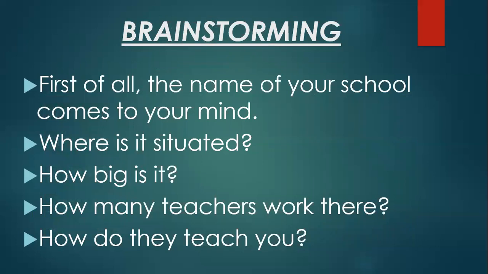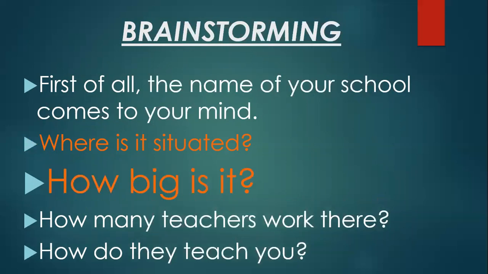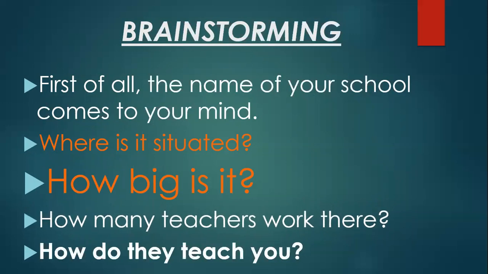Now, how am I going to turn these ideas into sentences in my paragraph? First of all, when you think of my school, the name of your school comes to your mind. Then you think of where it is situated, where it is located, which area, which city, which town. Then you can tell about how big it is, how many teachers work there, and how they teach you.